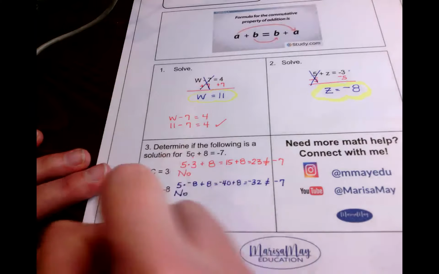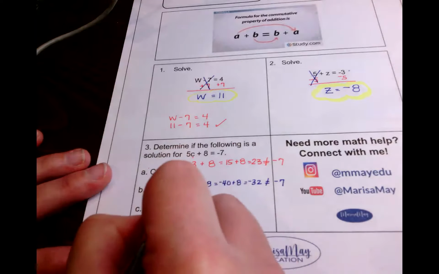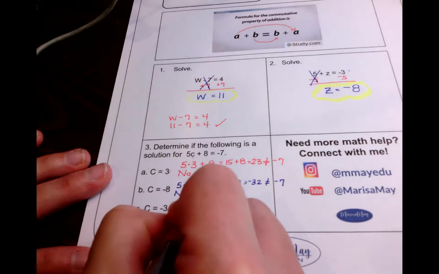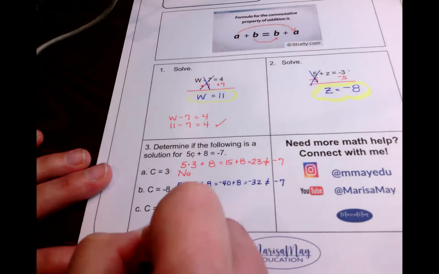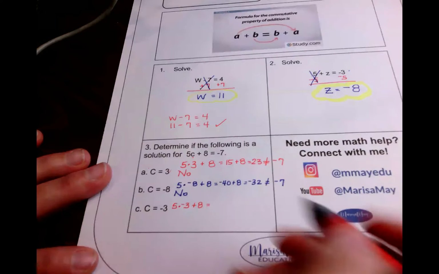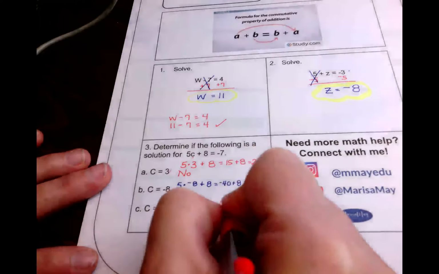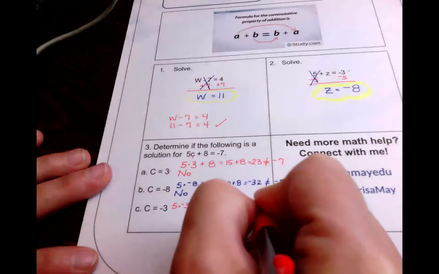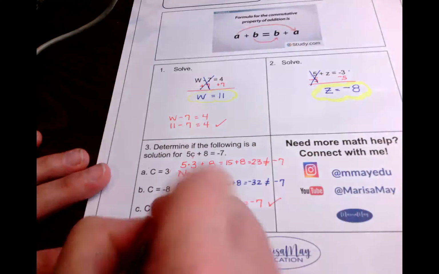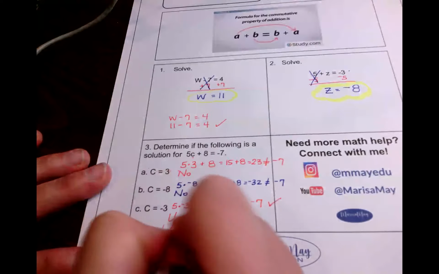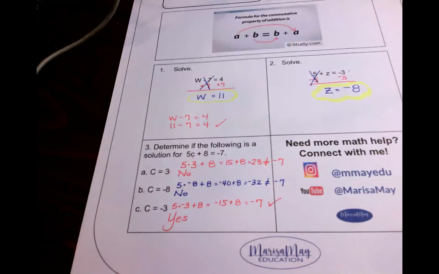And then C. We'll make the substitution. 5 times negative 3 plus 8. That's going to give me 5 times negative 3 is negative 15, plus 8 is negative 7. That's what we were looking for. So c equals negative 3 is a solution.